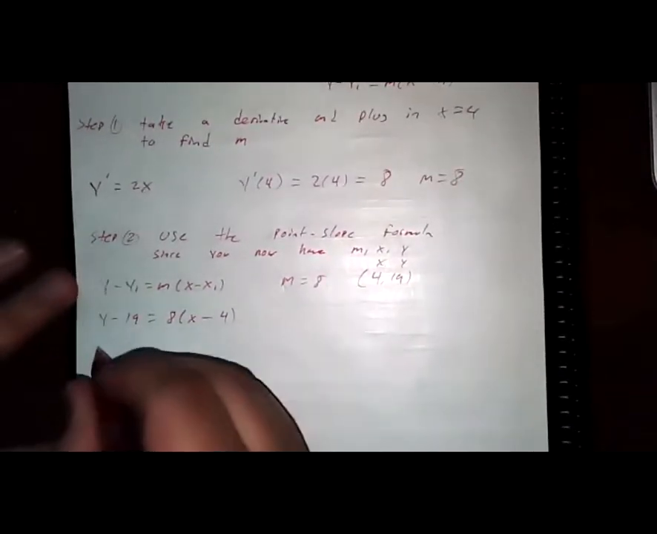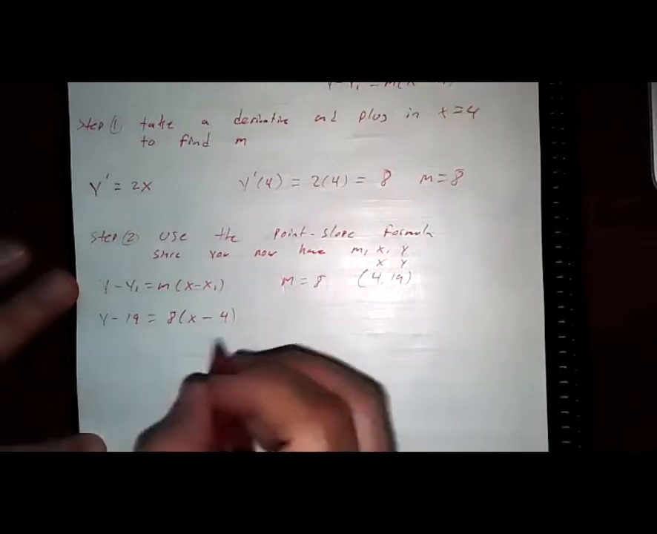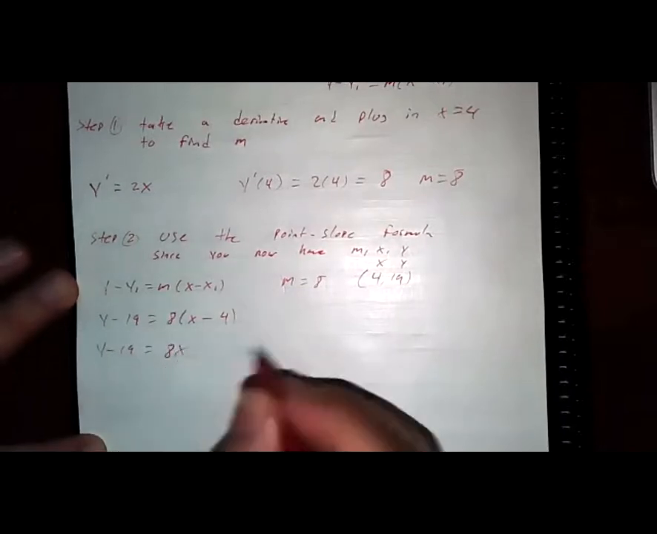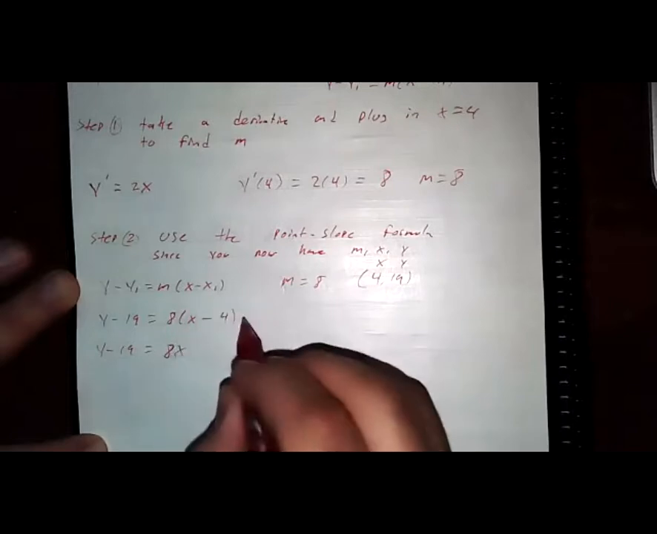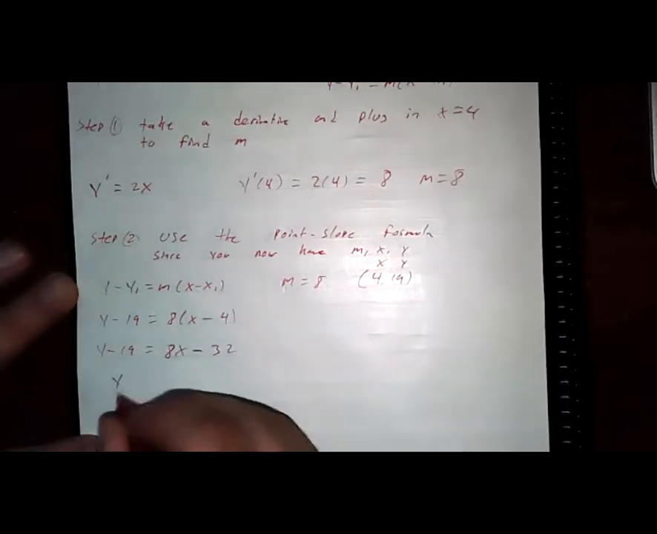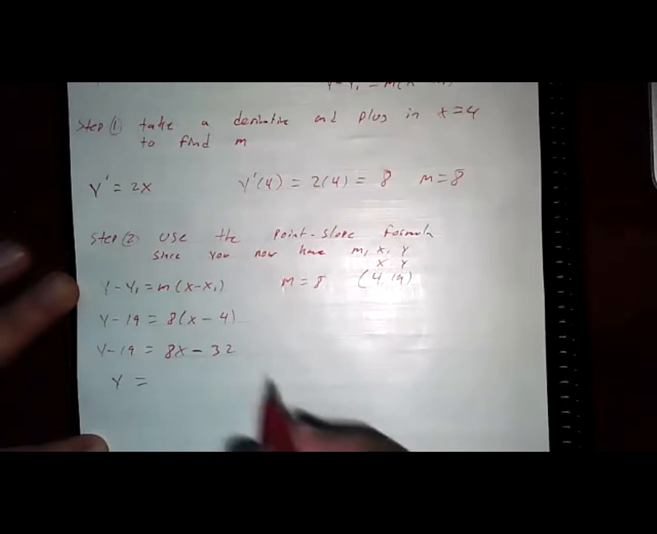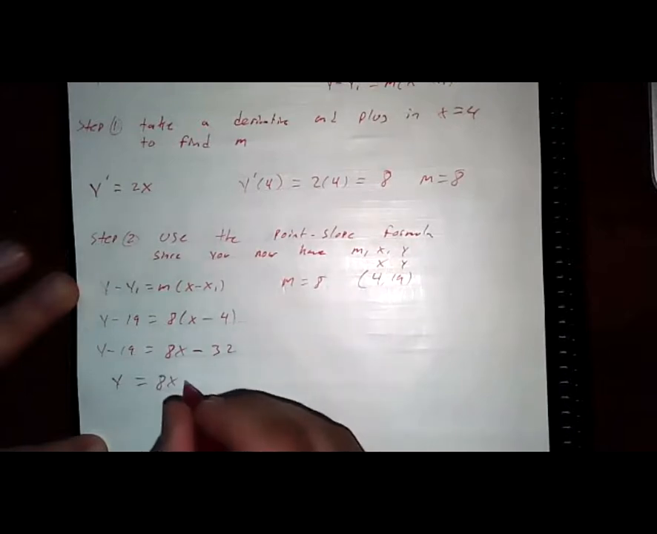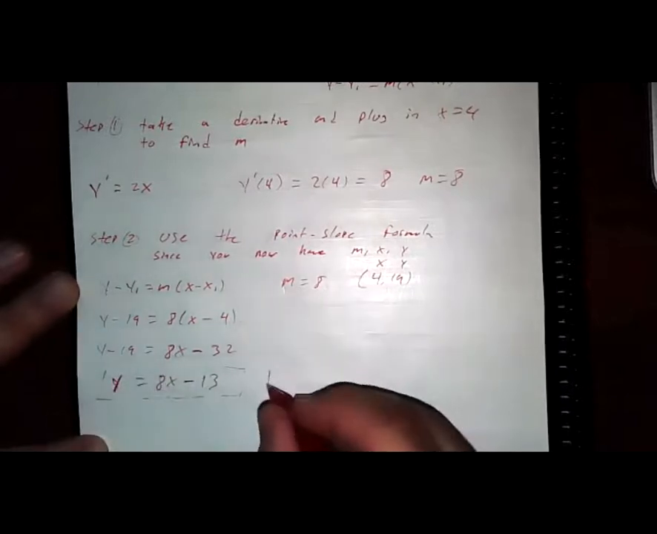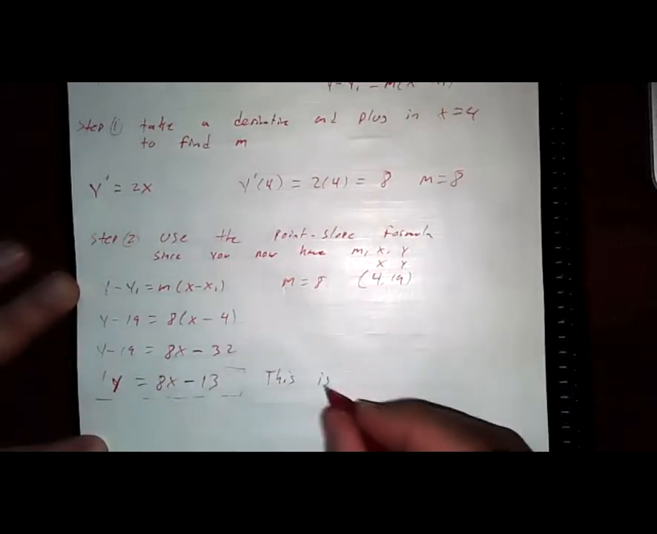So what do we get here? That would be 8x minus 13. You said 13? Yes. Okay. And that's it. This is the equation of the tangent line.